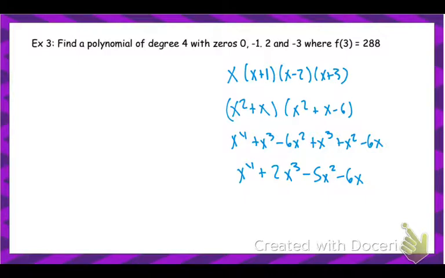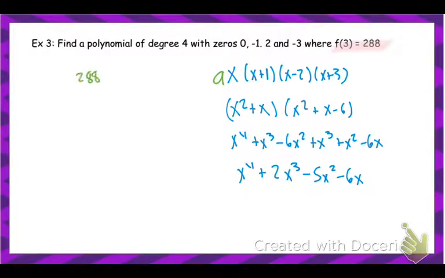The problem here, though, is even though it's in standard form, it doesn't work for the other criteria that I was given, which was that f of 3 equals 288. So this is a case where I can't assume that the a value is 1. If that a value is out there, I need to find what it is. Let's go ahead and solve for it.